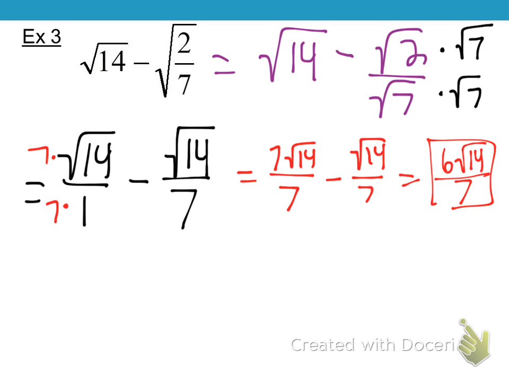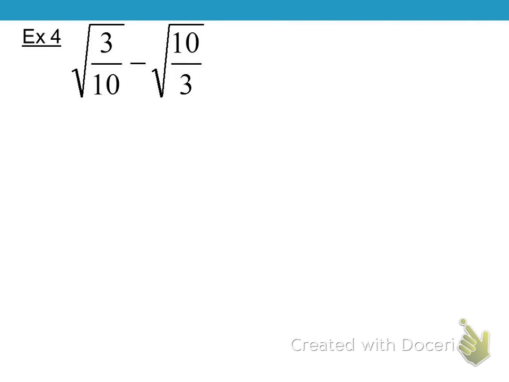Questions? Wait, so whenever you multiply the... Any ideas on example 4? Yes, ma'am. Multiply both of them by the denominator.